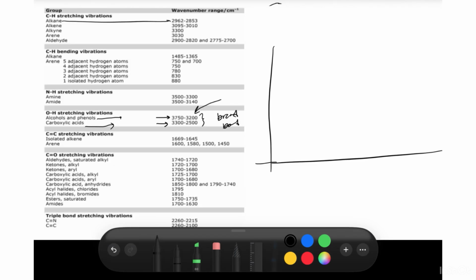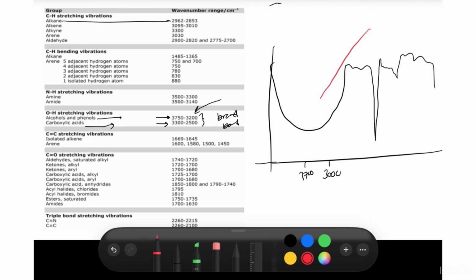Let's say this is your 3000, and let's say this one here is 3700. And if we have these peaks, let's say we have a peak in here, and we have something like this.